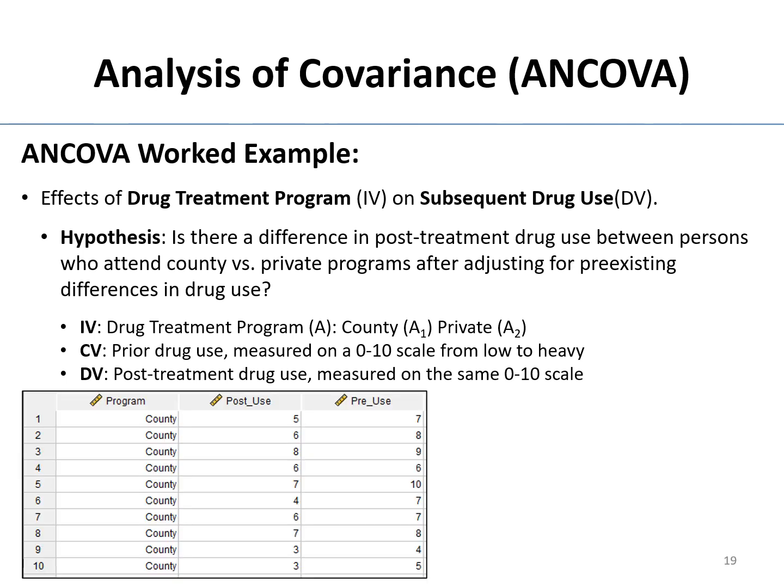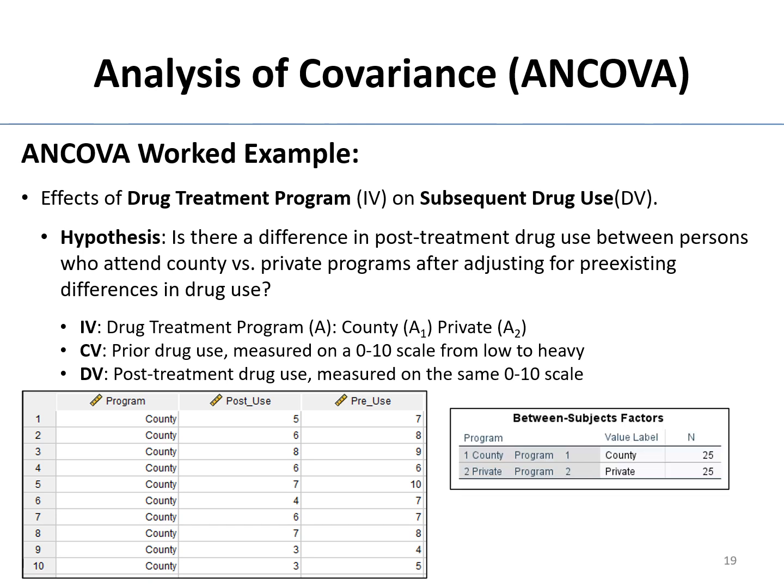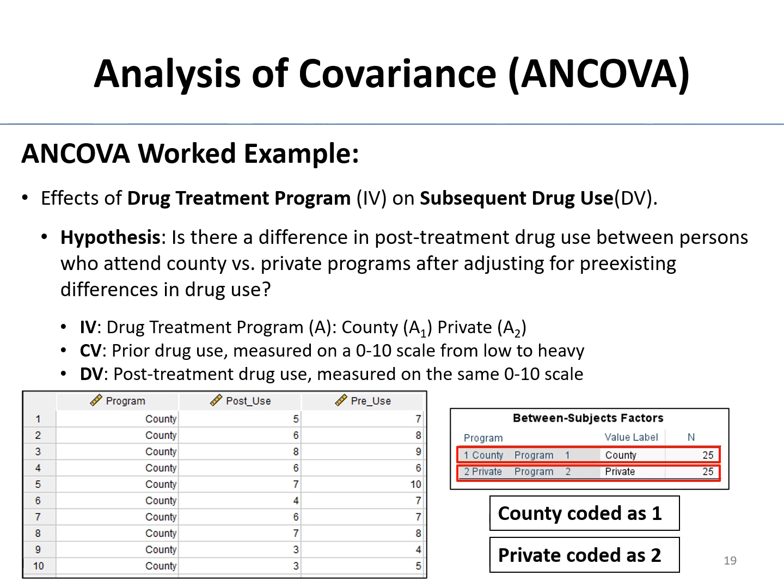So this is what the data setup looks like. There's a column for the independent variable, a column for the covariate, and a column for the dependent variable. Because our independent variable is nominal, it's just which type of program you went to, we had to use dummy coding, and that is program 1 is county, program 2 is private. So 1 is county, 2 is private. This is important later.